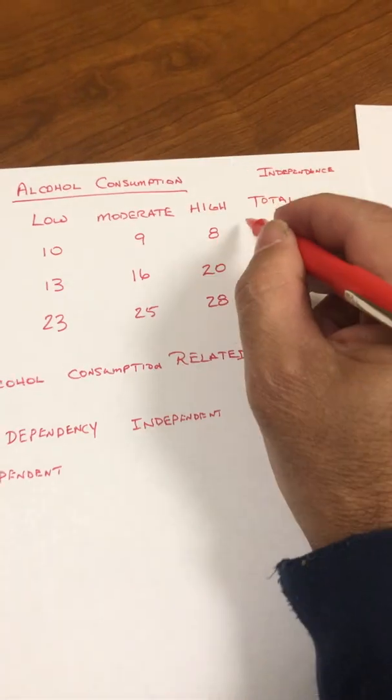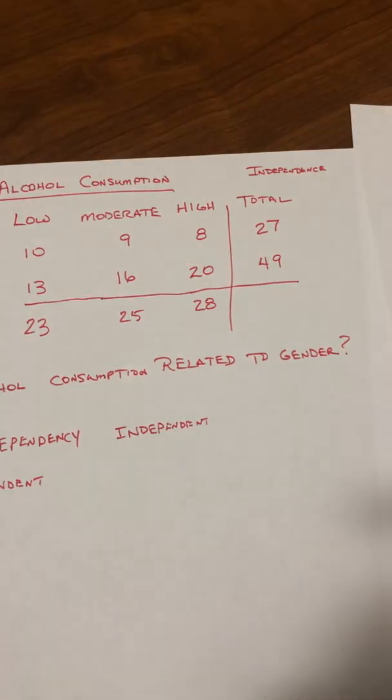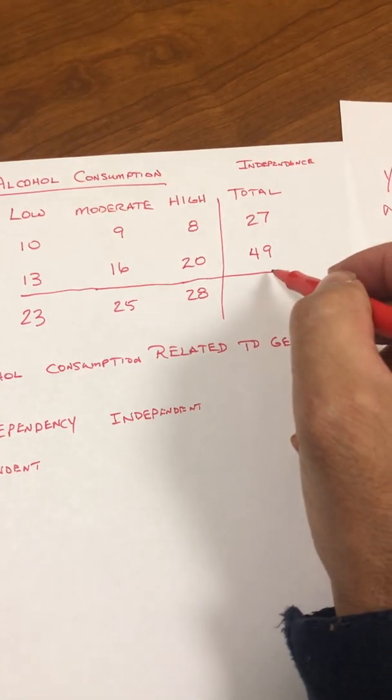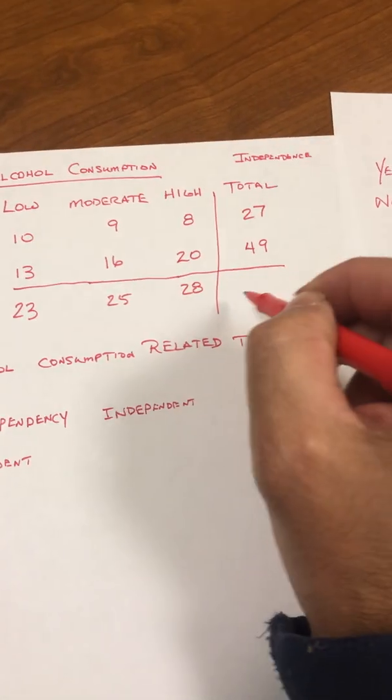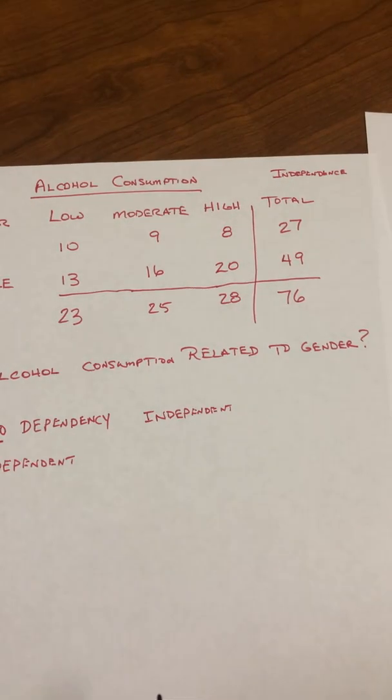And then we need one more thing. We need what I call a total. And this really is just our sample size. So we can add this column together or this row together. The values should be the same, and the total here would be 76.